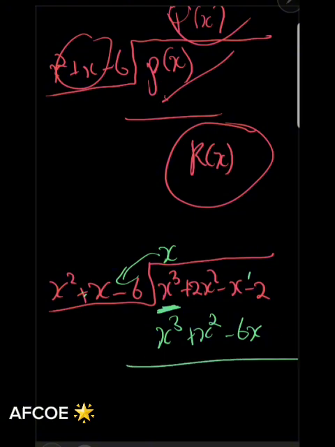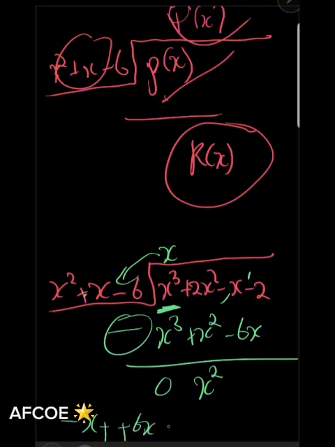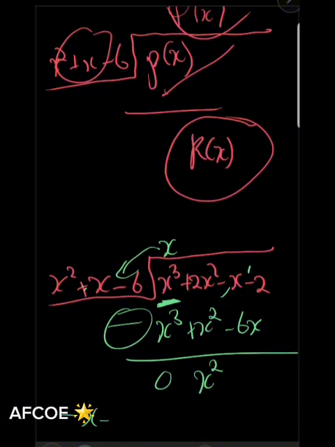You realign and do your subtraction. X cubed minus x cubed is 0. 2x squared minus x squared is x squared. Negative x minus negative 6x. Let me write this one. They are always confusing. Negative x minus negative 6x becomes positive: negative x plus 6x. I can write it as 6x minus x. This is 5x. So you have your 5x here, positive 5x.